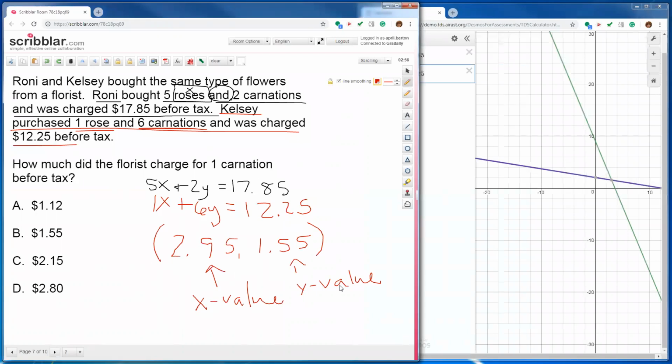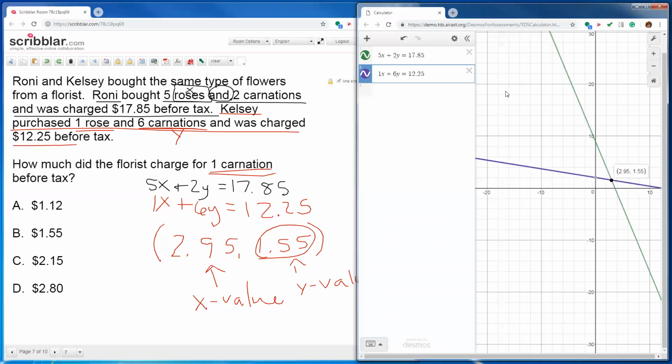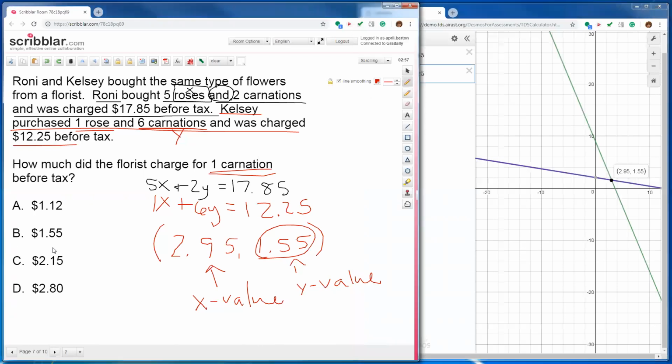This is important to know because it asks you for the price of one carnation. Is carnation going to be the x value or the y value? It's going to be the y value. We called it the letter y. We said carnations are y's. So this is our answer. This one is kind of hard to figure out how to set up the equation, but once you've set it up and typed it in, it's literally just looking at where these cross, and getting your answer from that.